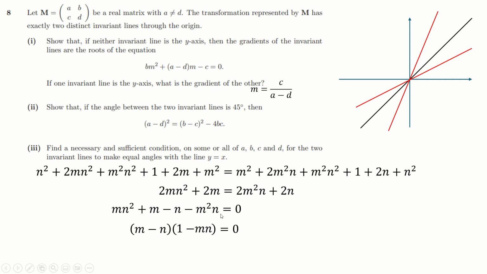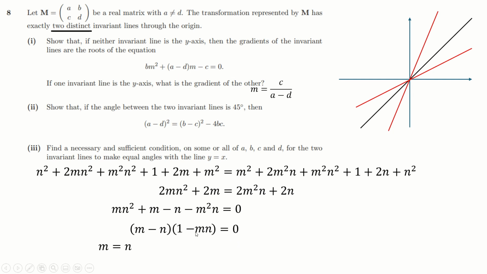Something that STEP uses a few times. So try spotting symmetries if you've got a couple of letters and something like this, because factor theorem might help you out if you do that. Of course, this implies that either m equals n, which it can't, because that means the two lines have the same gradient and they're supposed to be distinct.